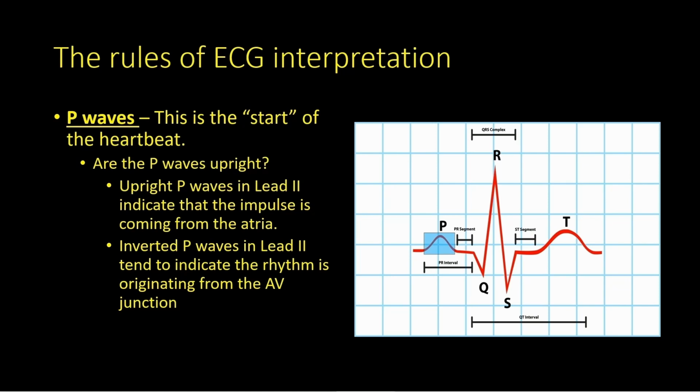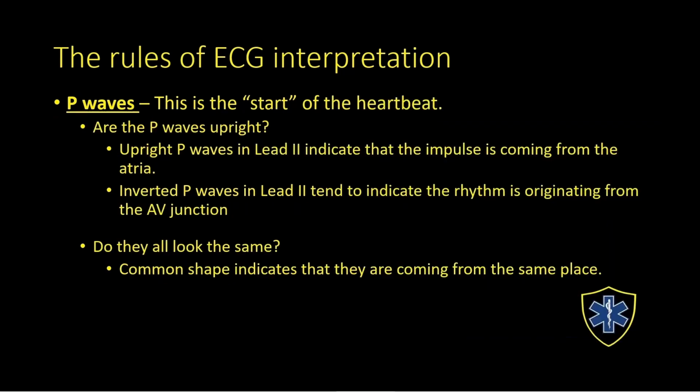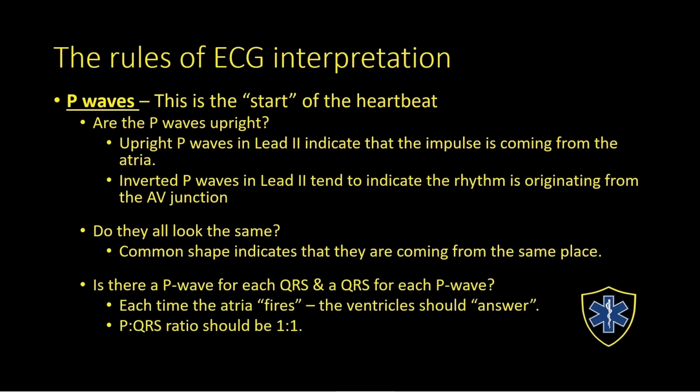Inverted P waves in lead 2 tend to indicate the rhythm is originating from the junction or somewhere below the atria and traveling backwards up through to the SA node. So we should have normal upright P waves. They should all look about the same. They should have a common shape, and that indicates that the rhythm isn't starting at the same place all the time. So we have the P waves. We've looked: are they upright? Are they all the same?